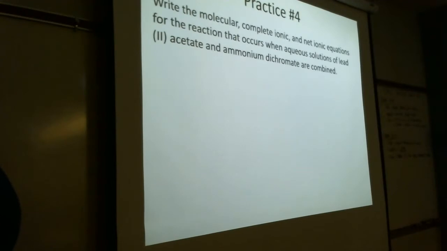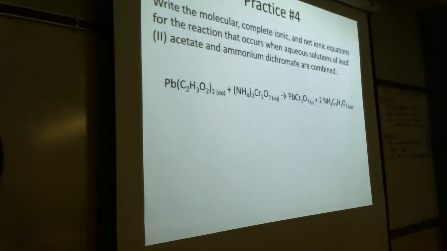Do we agree? I mean, when you see dichromate, you should assume that there's going to be a precipitate, because really the only way to get dichromate to be soluble is with ammonium or potassium, lithium, or sodium. Dichromate's pretty picky, so it's going to precipitate out with a lot. So there's the molecular equation.